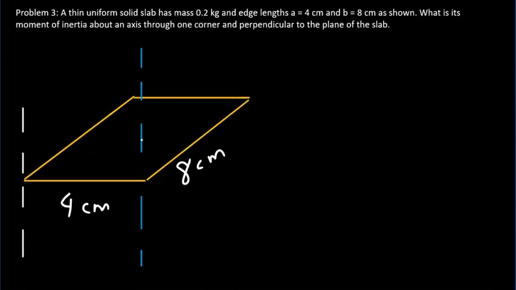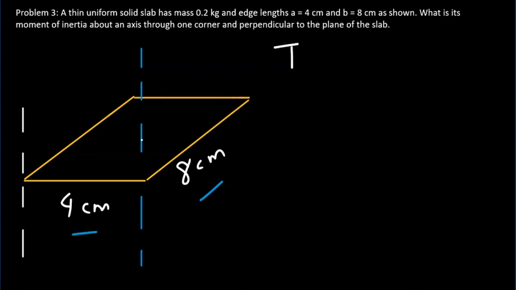Problem 3. You have a thin uniform solid slab. Mass is 0.2 kg. The edge lengths are 4 cm and 8 cm respectively. What is the moment of inertia about an axis through one corner and perpendicular to the plane of the slab? So this is the plane of the slab. This is the axis through the center of mass, and this is the new axis about which we want to determine the new moment of inertia.